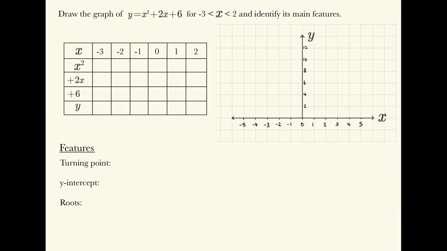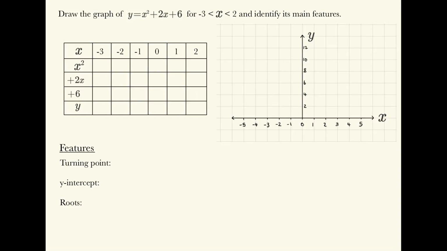Draw the graph of y equals x squared plus 2x plus 6 for values of -3 to +2 for x and identify its main features. So here we have a similar style question to our previous video, but here, instead of a linear function, you're given a quadratic. And this is going to create a parabola.